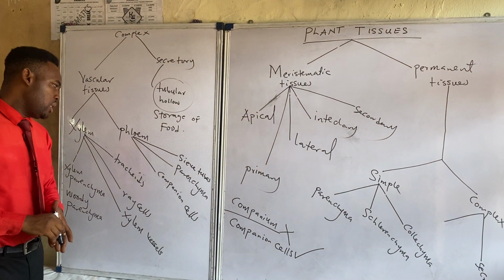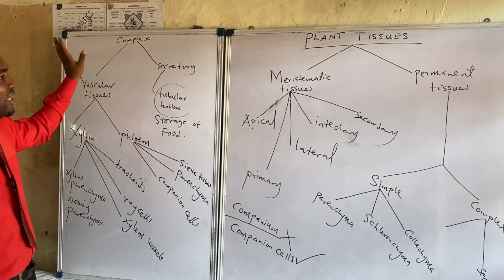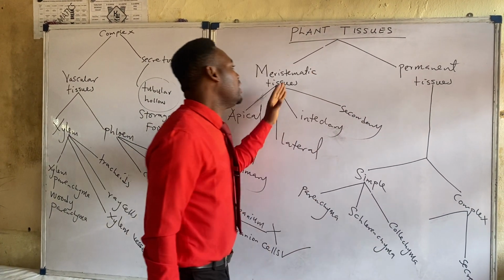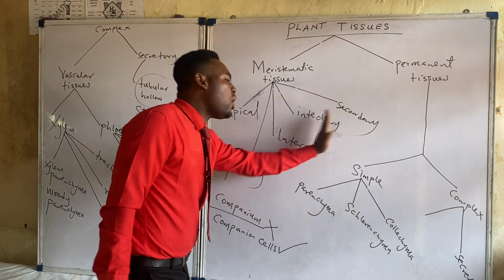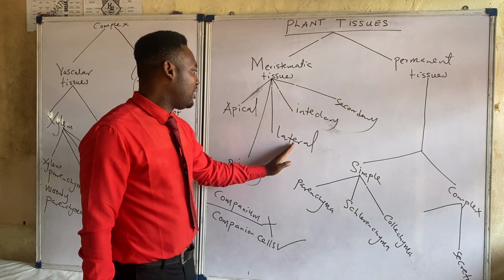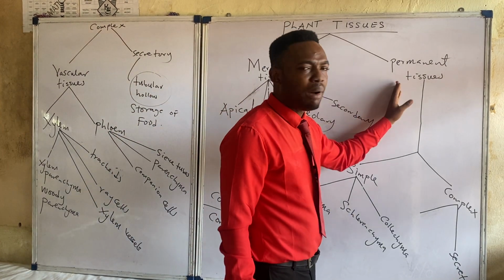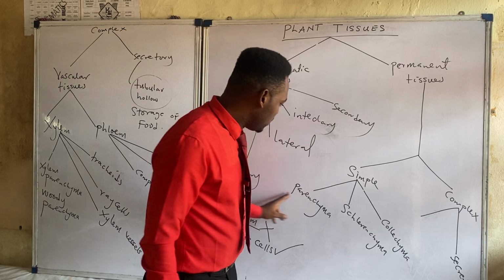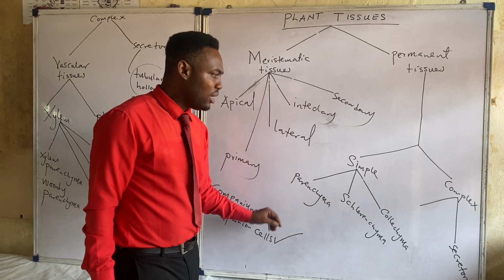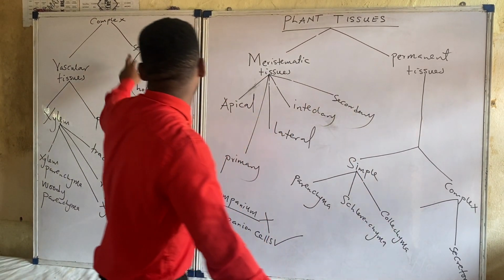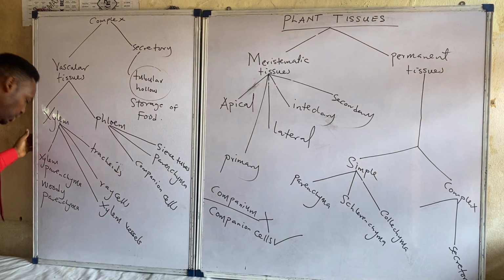It's not living. Having said so, under the complex tissues, remember where we started from? That we have two groups of plant tissues, the meristematic tissue and the permanent tissues. Under the meristematic, we have the apical, the lateral, and intercalary. Also the secondary. Then we have permanent tissues where we have the simple, which is these three: collenchyma, sclerenchyma, and parenchyma. While under the complex, we have secretory and vascular tissues.